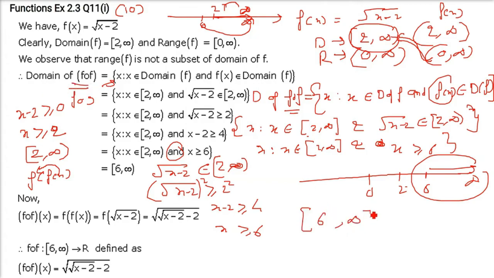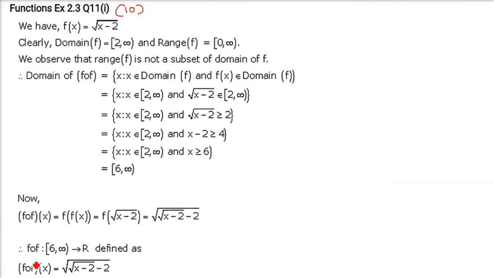I hope you got the idea. If you understand this, everything will be understood. Please remember, domain of f o f will be from 6 to infinity. 6 is inclusive. It is defined for 6 to infinity, and then we will find out f x because it is defined here for 6 to infinity. So we have taken the common intersection point.